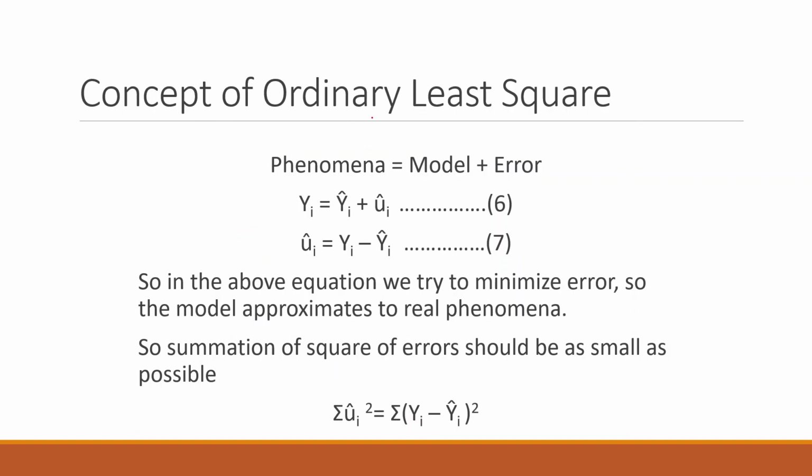What is the concept of ordinary least squares? Let's try to understand. Phenomena is equal to model plus error. It is next to impossible that we can fully explain any phenomena, and therefore any phenomena will have an error. So yi is equal to yi hat plus ui hat, where ui hat is the observed value minus the expected or estimated value.